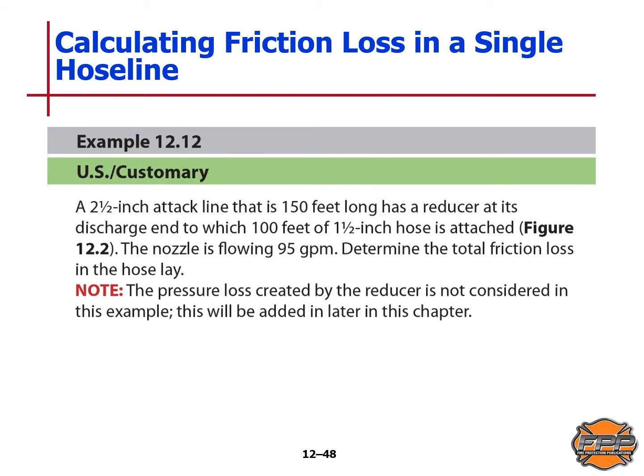Let's look at a 2.5-inch attack line that is 150 feet long and has a reducer at its discharge end to which 100 feet of 1.5-inch hose is attached. This is from figure 12.2 in your book. The nozzle is flowing at 95 gallons per minute. Determine the total friction loss in the hose lay. Note, the pressure loss created by the reducer is not considered in this example. This will be added later in the chapter.